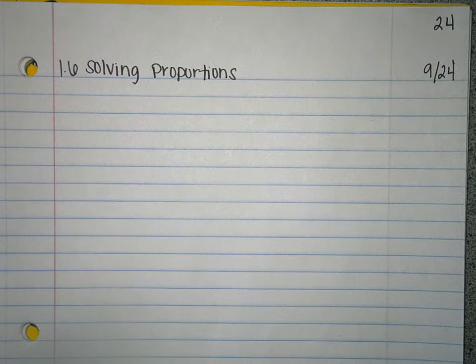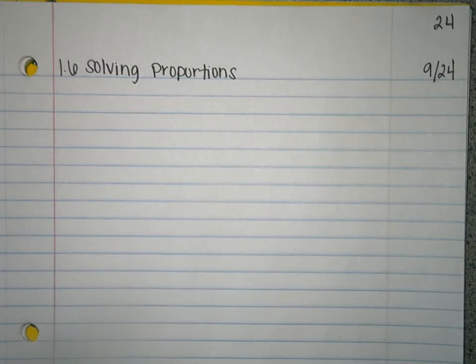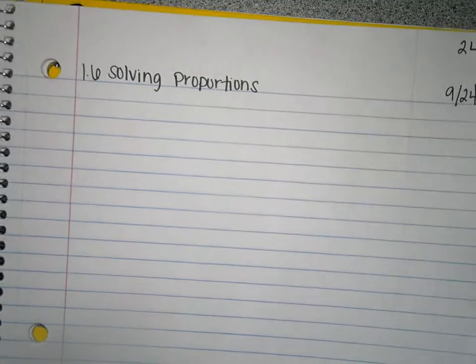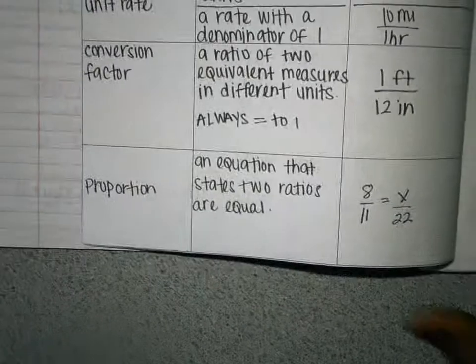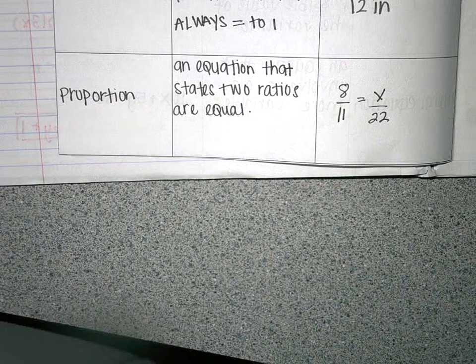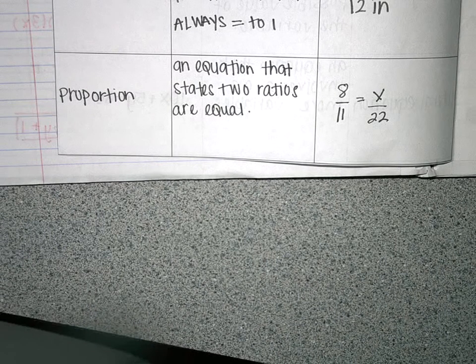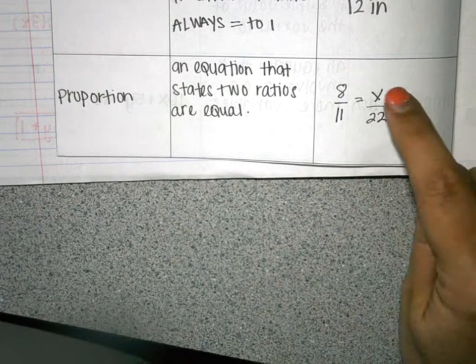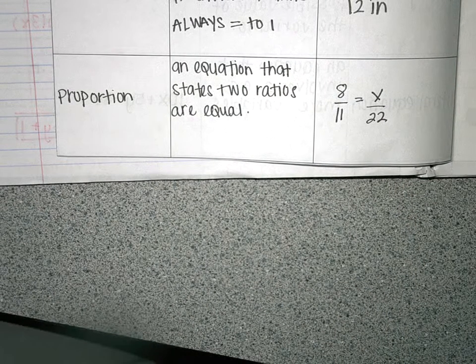Okay, so before we get started on how to actually solve proportions, we need to add that vocabulary to our vocab page. So in the very last box on your vocabulary page, you need to add the term proportion. A proportion is an equation that states two ratios are equal. So for example, 8 over 11 is equal to x over 22.